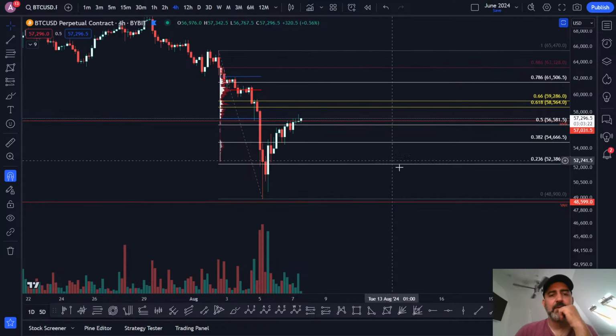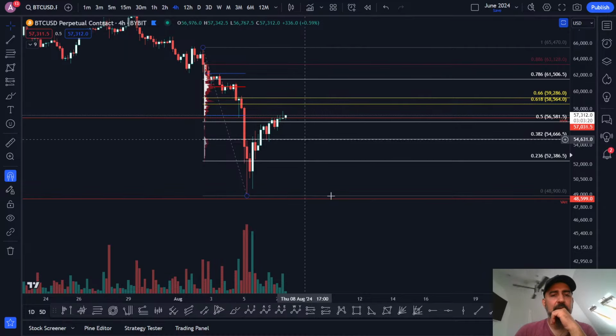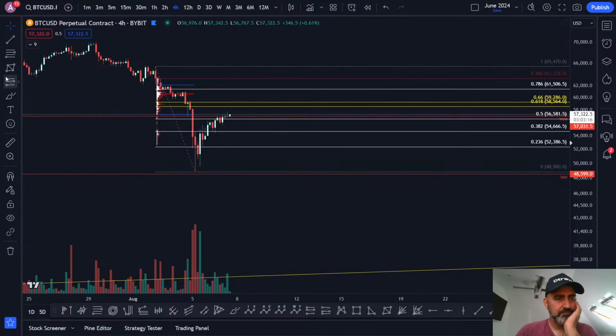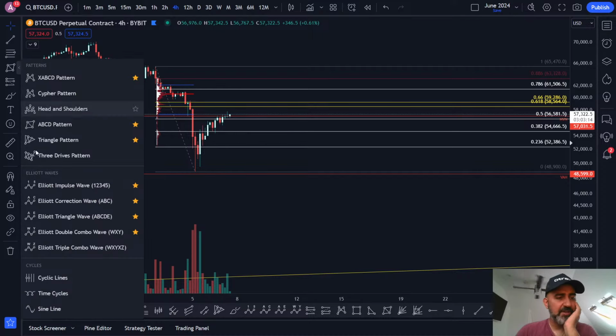Maybe that's it up there. I like three drives, but it's all speculative. This would be the first drive. Very speculative.